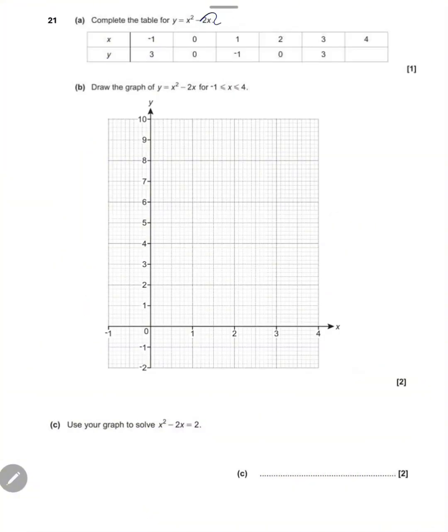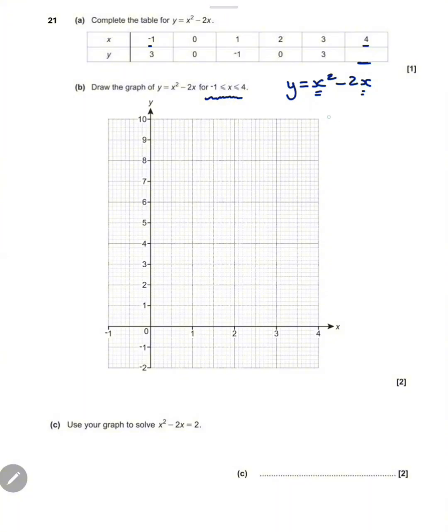And question 21, we've got a graph to draw, and the rule is just y equals x squared take 2x. Don't worry about all this stuff. That's just saying that your x values go from -1 up to 4. It's just telling you what x values are in the table. What we need to do is fill in this gap, which means put 4 wherever you see an x.